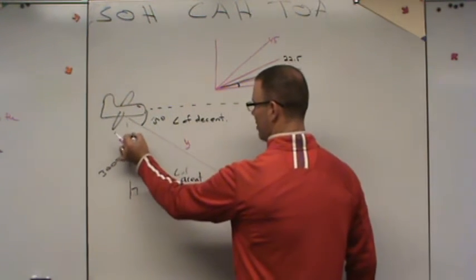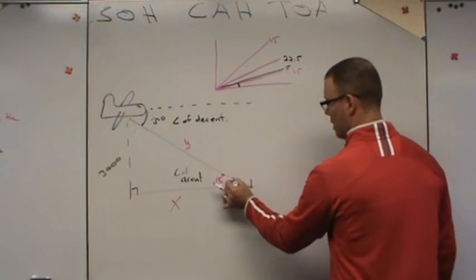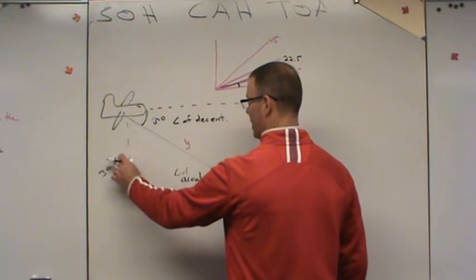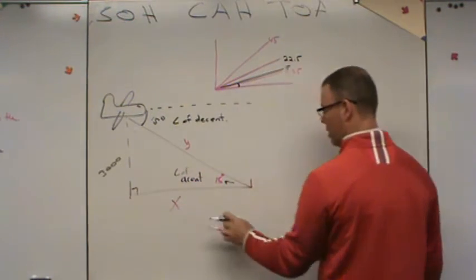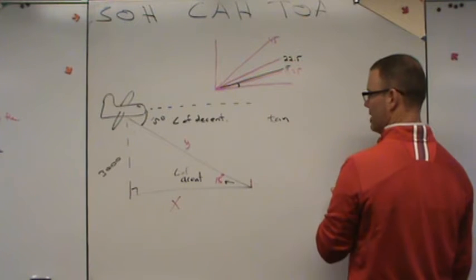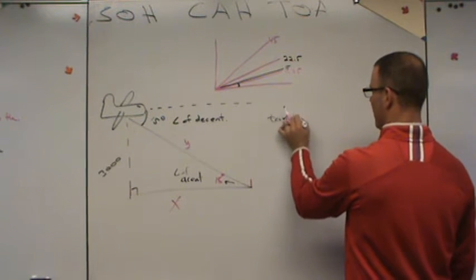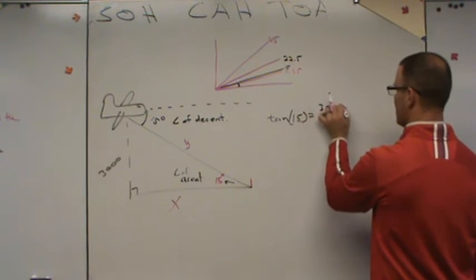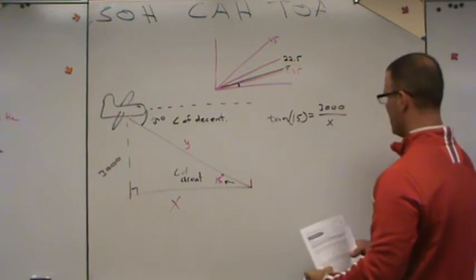Since I don't know the angle inside here, I can't start there, but I do know this angle down here. And I know the value of the leg opposite, and I wanna know the leg adjacent. I don't know the hypotenuse, so it's gotta be a tangent function. So the tangent of 15 degrees is gonna be equivalent to the leg opposite over the leg adjacent.